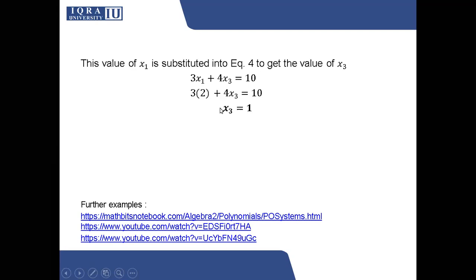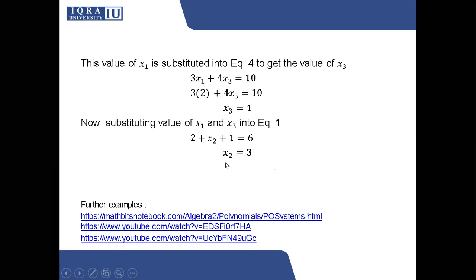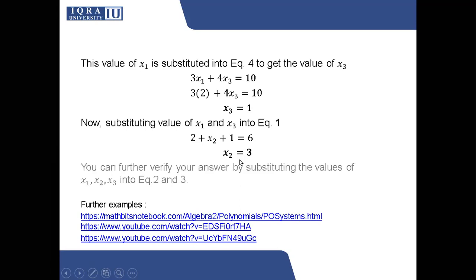Now I have the value of x1, x3. I need to put these two values back into either of the first three equations, right? I can put this into equation 1, 2, or 3. So I'll put this in equation 1, where I got the value of x3 as 1. It's right here. I got the value of x1 as 2, and I'll solve this for x2, and I'll get the values of x1, x2, and x3.